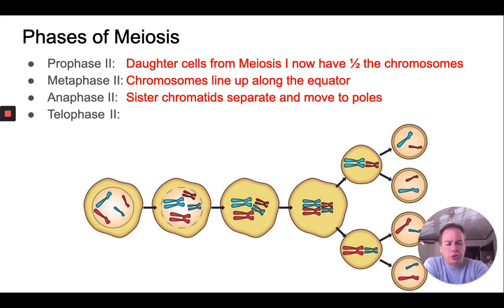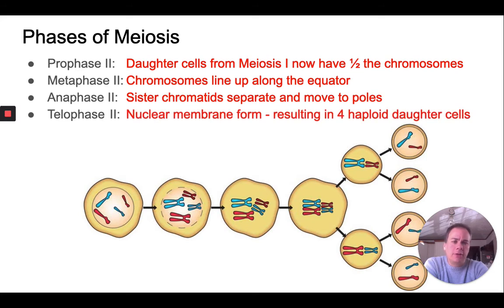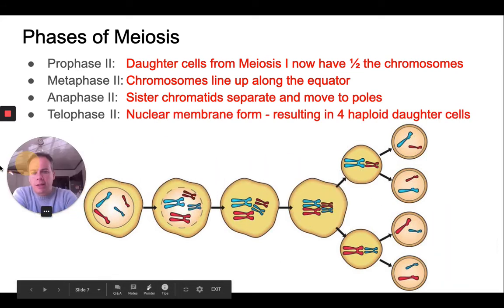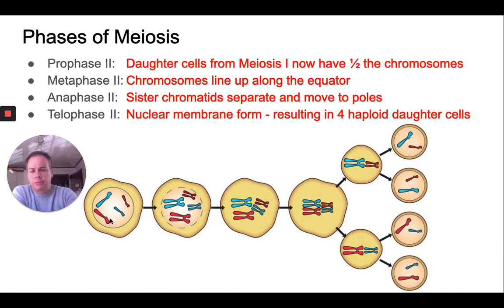The sister chromatids separate from each other and get pulled to opposite ends of the cell. Eventually, a new nuclear membrane forms. So let's look at that process here. Here's our original parent cell. We can see it has 4 chromosomes, 2 blue ones, 2 red ones.